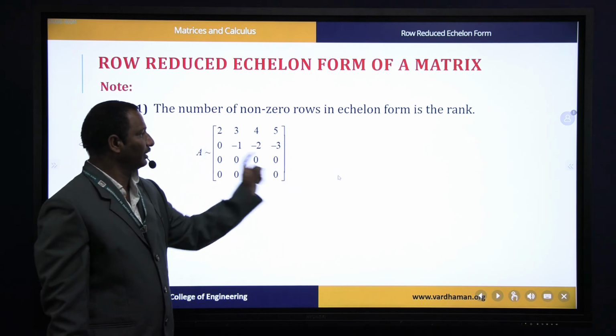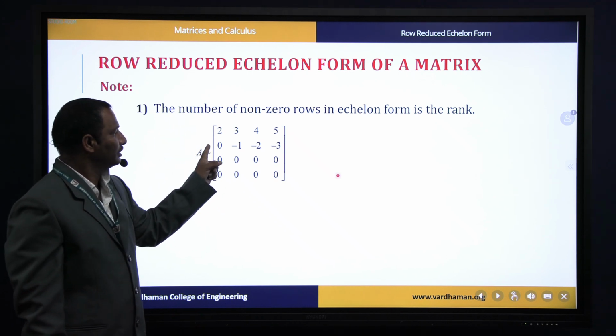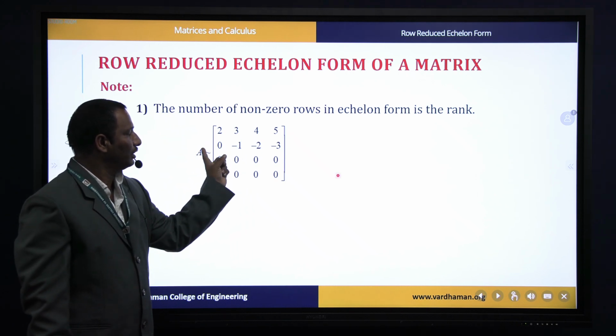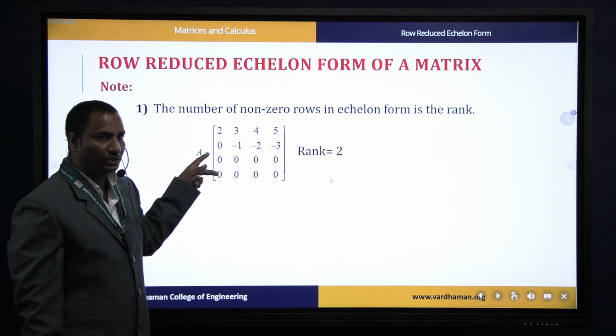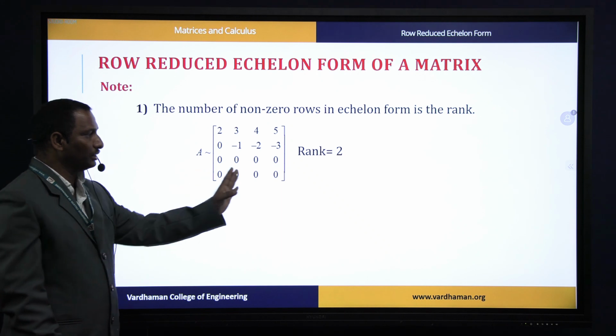Now we can find its rank. The number of non-zero rows gives us the rank here. The first row is non-zero, the second is also a non-zero row, and these two are zero rows. So we count only non-zero rows. Non-zero rows are 2, so its rank is 2.